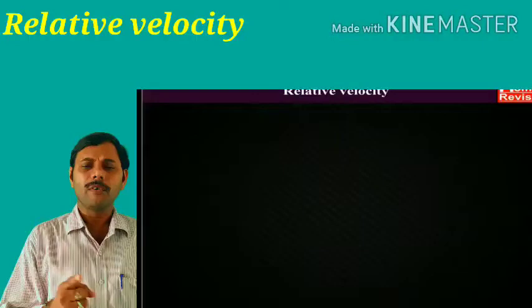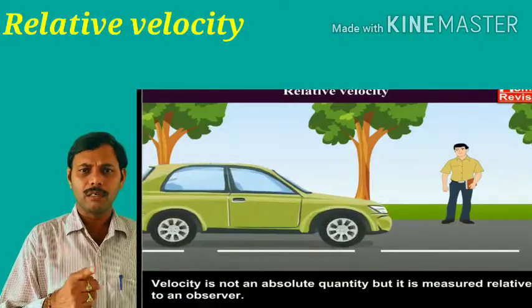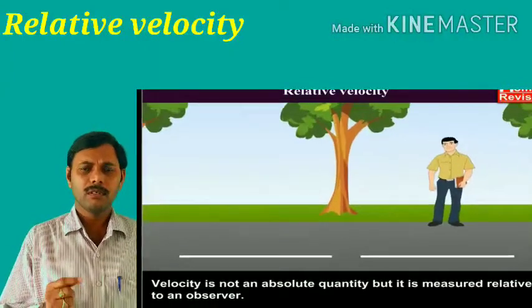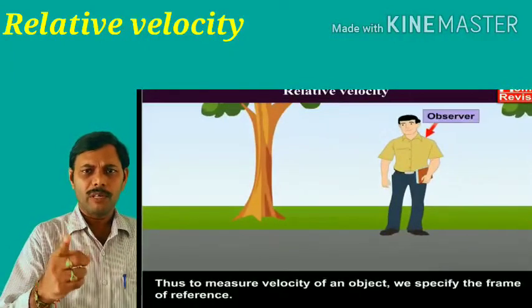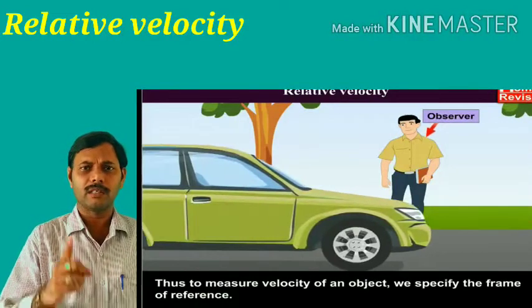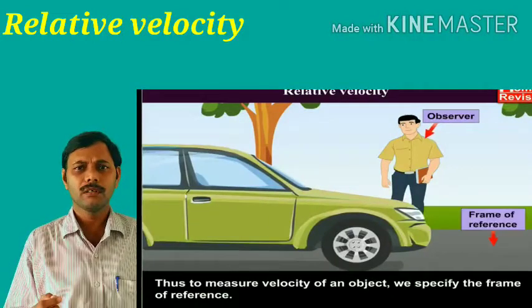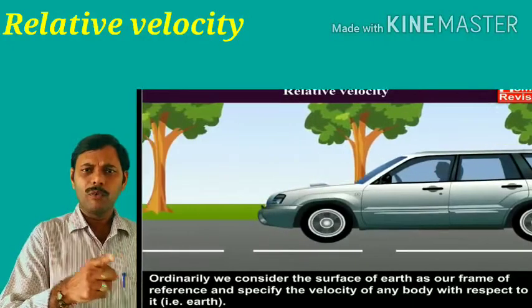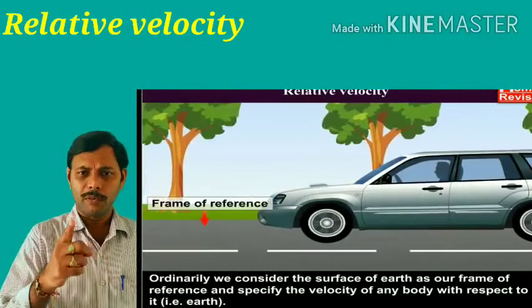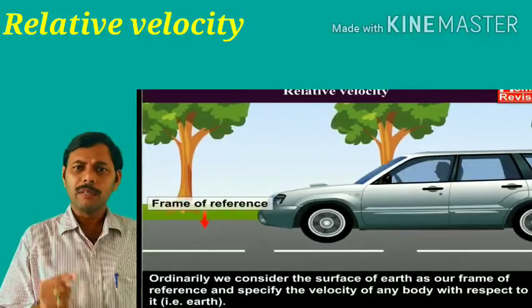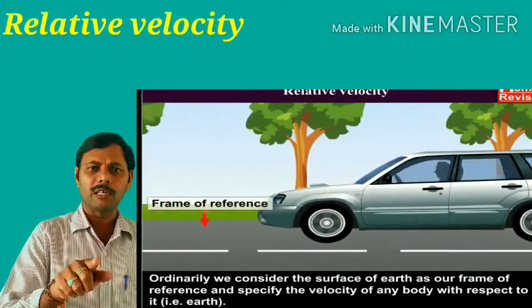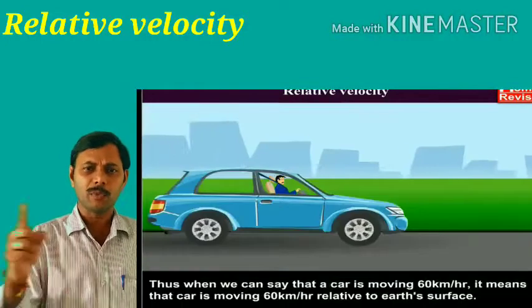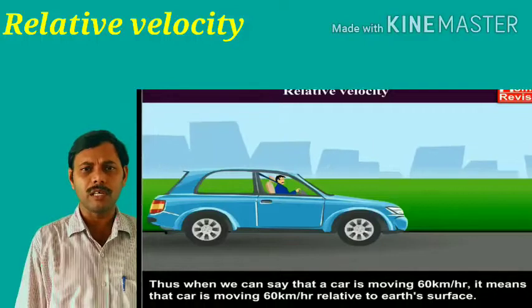Velocity of a body is measured with respect to a frame of reference. In general, the earth is considered as the frame of reference. Suppose the velocity of a car moving along a road is 60 kilometers per hour, it means its velocity is 60 kilometers per hour with respect to earth. Earth is considered as the frame of reference. With respect to earth, the velocity of the car is 60 kilometers per hour.